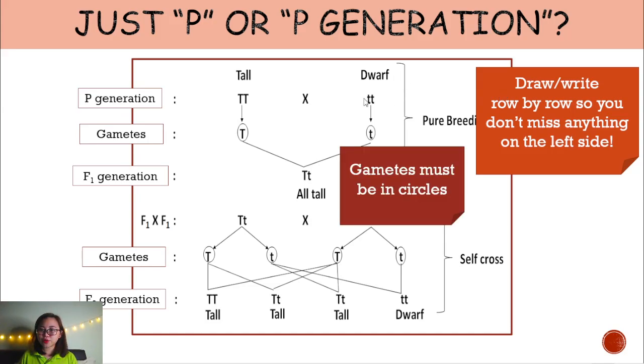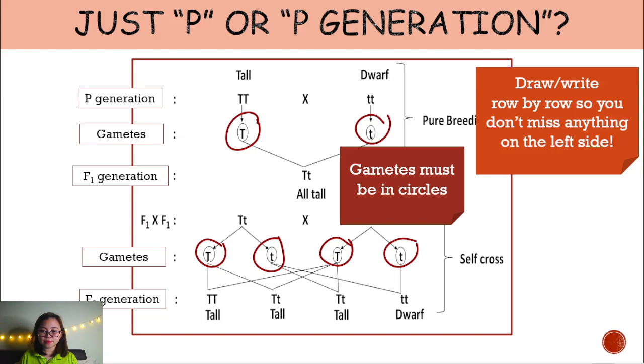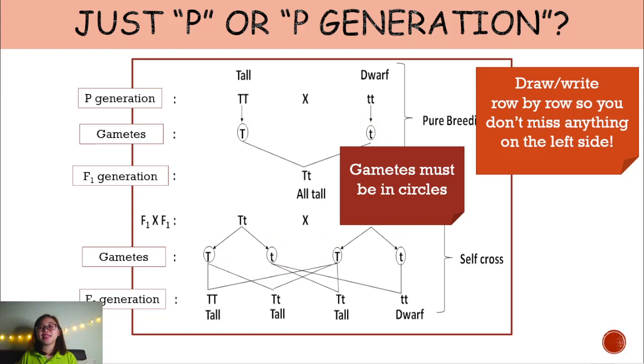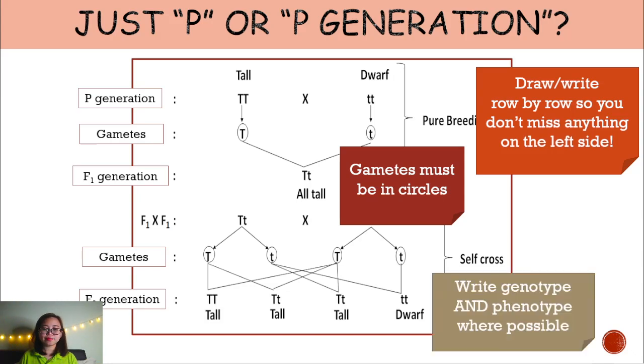And please remember that you need to draw or write your gametes in circles. Asalkan kamu kasih keluar gamete, pastikan kamu bulatkan. Okay, kalau tidak bulatkan, dia tidak dianggap sebagai gamete. And where possible, please write the genotype and the phenotype together. Asalkan kamu ada tulis dia punya genotype, cuba untuk sisipkan phenotype dia berdekatan. Okay, di atas kah, di bawah kah, it's not such a big deal, but you should definitely write it together with the genotype.